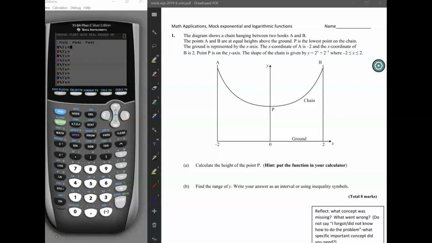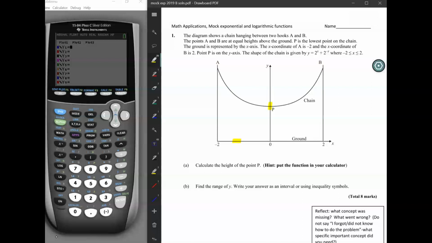The solutions for the mock exam for exponential and logarithmic functions. Number 1. The diagram shows a chain hanging between two hooks A and B. The points A and B are equal heights above the ground. P is the lowest point on the chain, so P is this point right here. The ground is represented by the x-axis right down here.